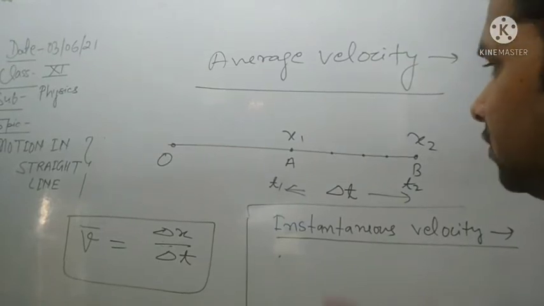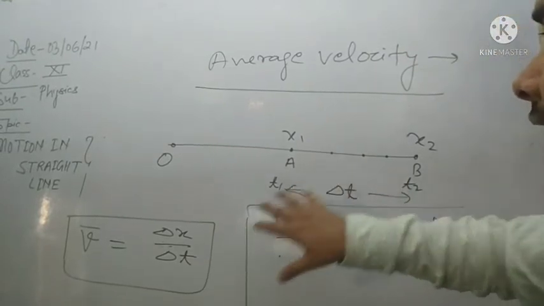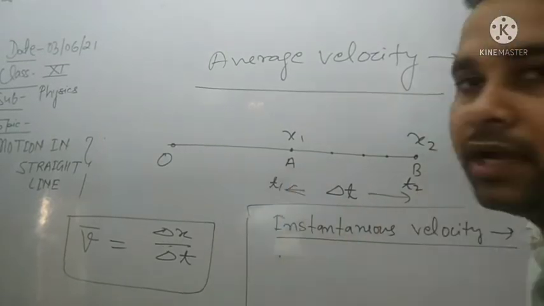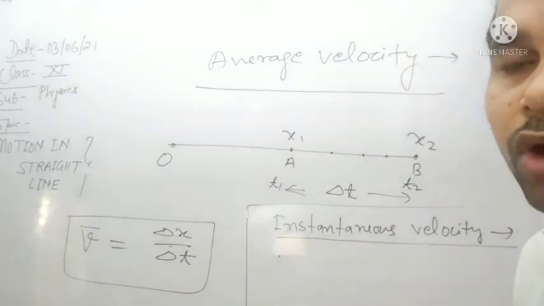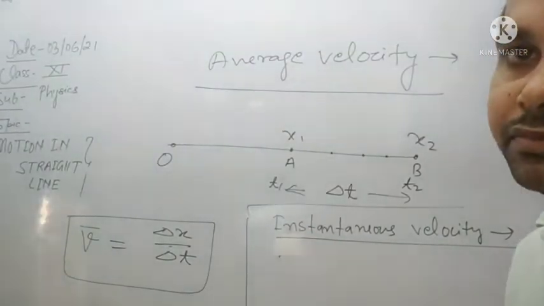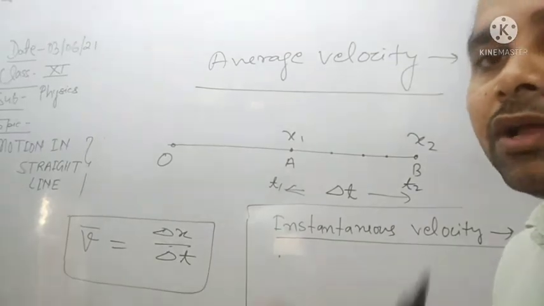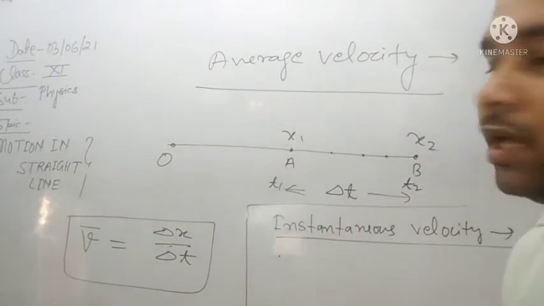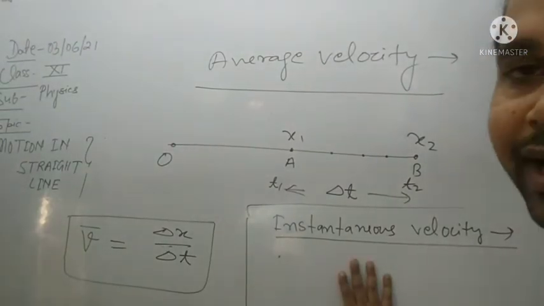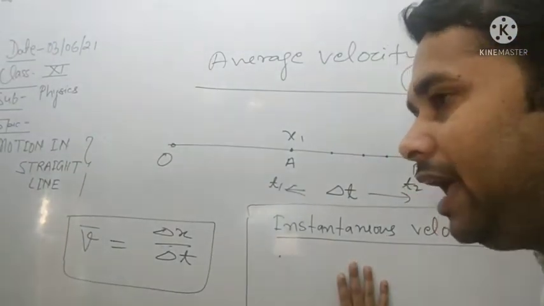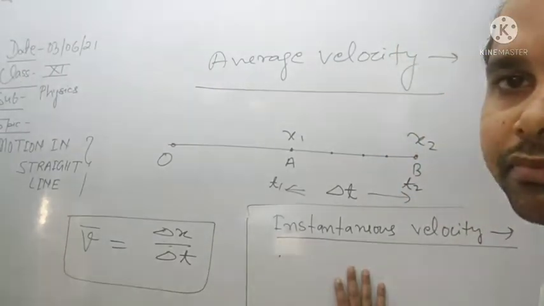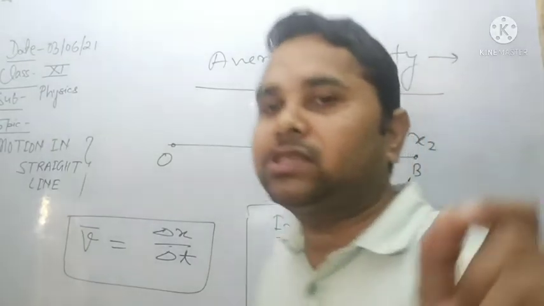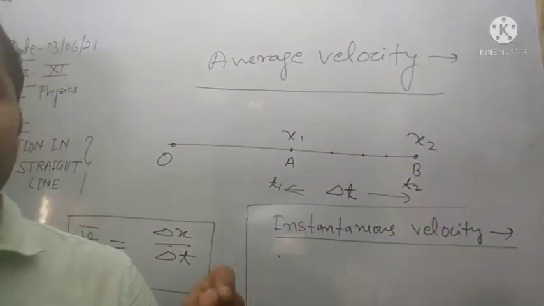अब बात समझ में आ रही है with diagram. This average velocity is the velocity for the time interval delta t. It is not for the particular point. It is not for the particular time. This is for time interval delta t. And instantaneous velocity means velocity of the body at a particular point. Particular point means at a particular time. बोलेगा instant velocity means at a moment.